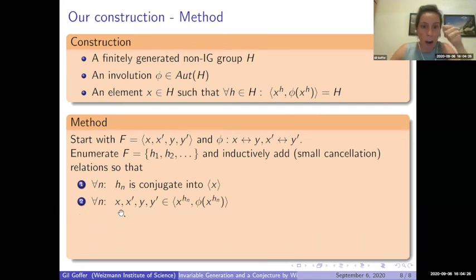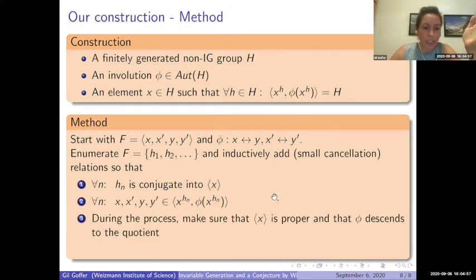I'm going to force all these four elements to belong, by adding relations, to the subgroup generated by this conjugate, for every element. So I'm just going through all conjugates of x, and for each one of the conjugates, I force these four generating elements to be inside these generated groups. So this is done by inductively adding relations.